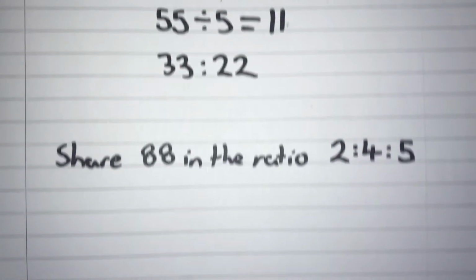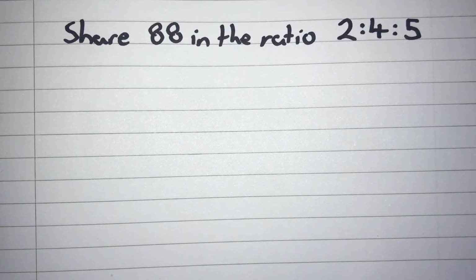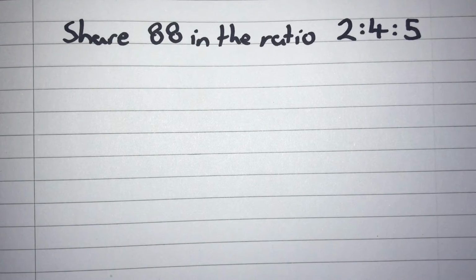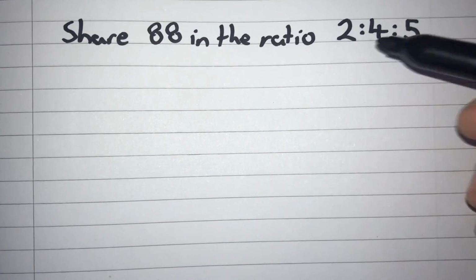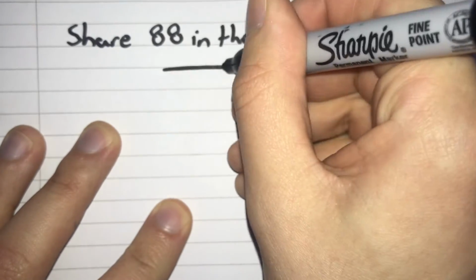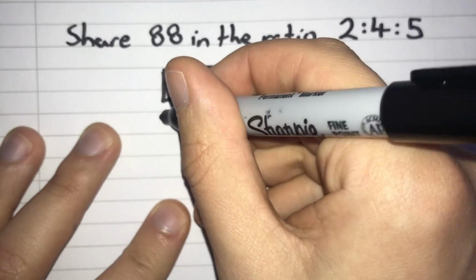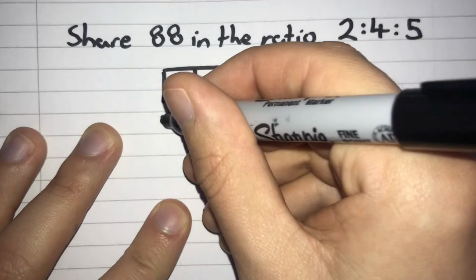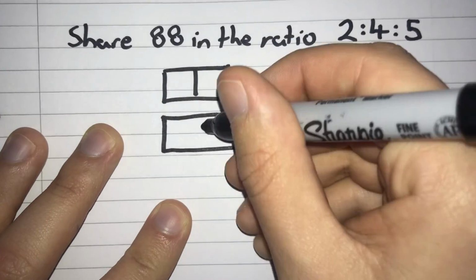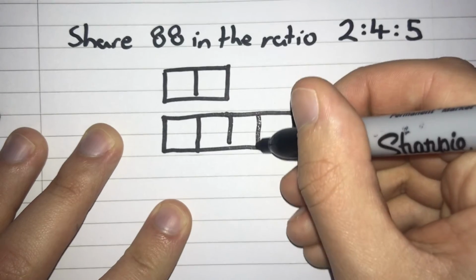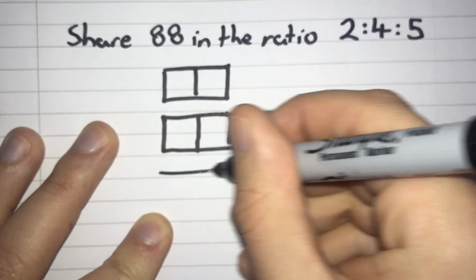Now the second question you can have a go at is this one here. So we're asked to share 88 in the ratio 2 to 4 to 5. So again, if you just want to pause the video for a moment, and I'll go through this one in a second. So this time we've got these 3 parts in our ratio again. Our first bar is going to be split into 2 boxes. Our second bar will have 4 boxes. And then our third bar is going to have 5 boxes.